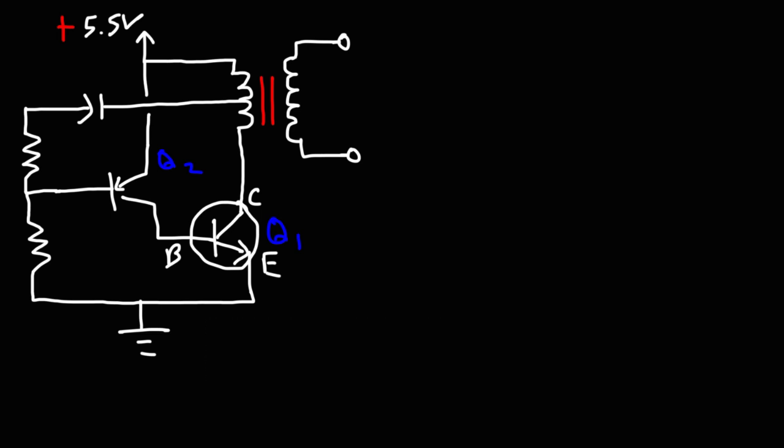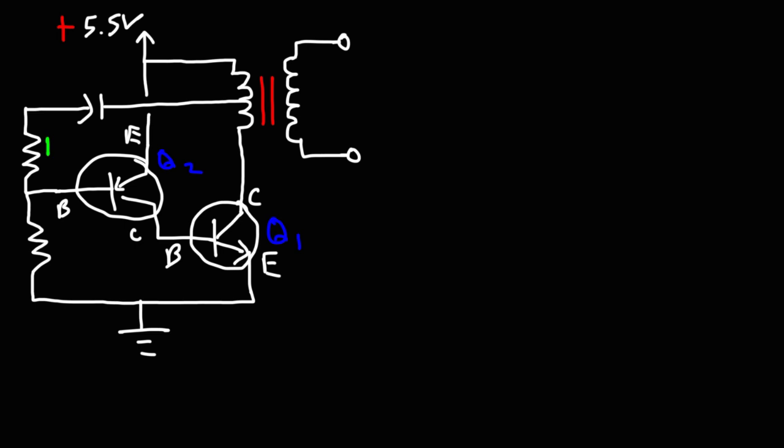Q2 is known as a PNP transistor. This is the base, that's the collector, that's the emitter. The difference between the two transistors is evident based on the direction of the arrow. In the NPN transistor, the arrow points away from the transistor. In the PNP transistor, it points towards the center. So that's how you can quickly distinguish a PNP from an NPN transistor.